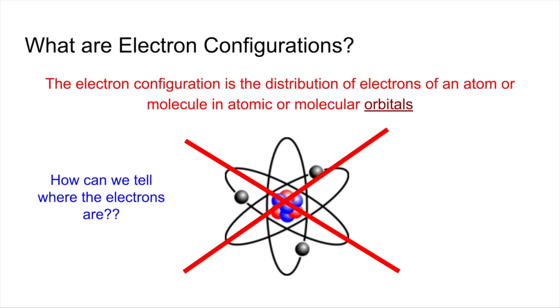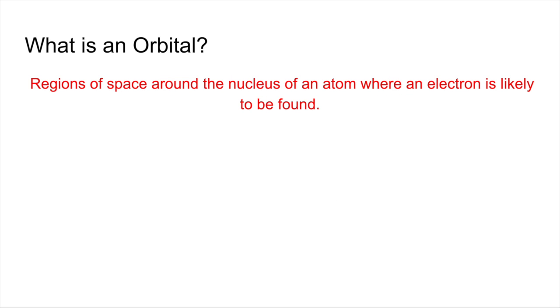So if this isn't what an atom looks like, then what does it look like? How can we tell where the electrons are in the orbits? How can we tell what the orbits look like? This is why orbitals and understanding them is important. The definition of an orbital is regions of space around the nucleus of an atom where an electron is likely to be found.